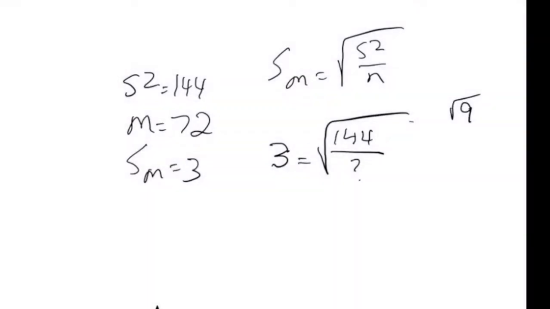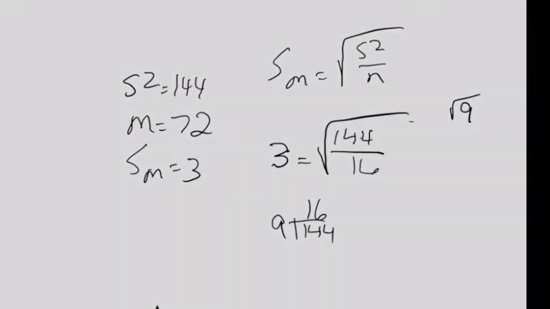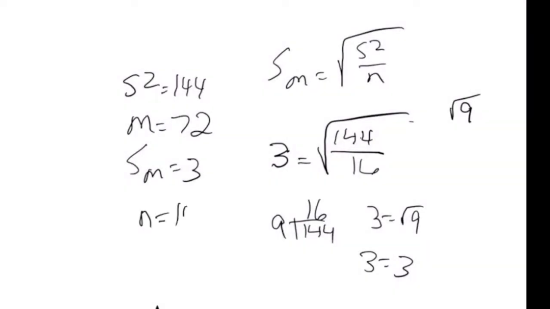So what into 144 is going to give us 9? Well, let's do the division. 9 goes into 144 how many times? And it is 16. And so let's try it out and see if that works. 16 goes into 144. Yes, it's 9 times. So 3 is equal to the square root of 9, or 3 is equal to 3. So the question was, what is our n? And the answer is 16.